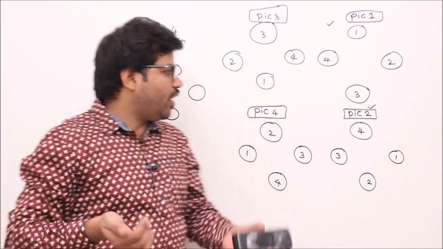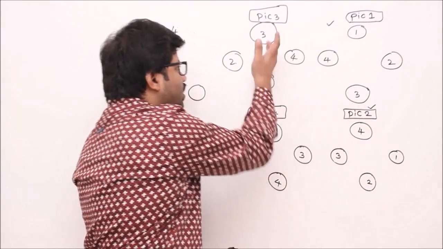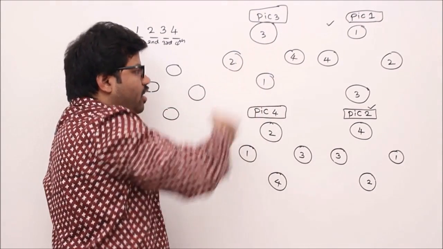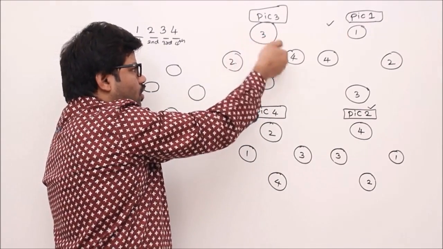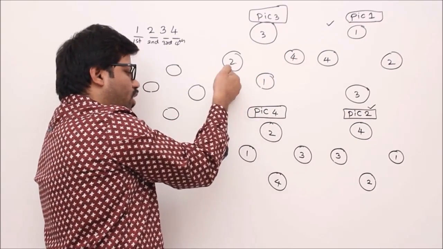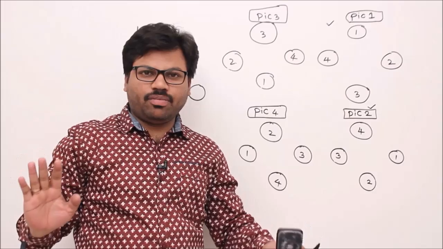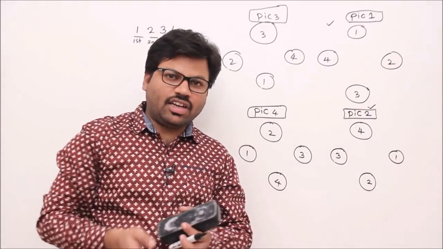No, right? So that's why this one, this one, this one, this one. So this is again a rotation of this one, slightly rotated. So the 2 comes here, 2, 3, 4, 1, right? So finally all these pictures are the same with respect to circular arrangements.